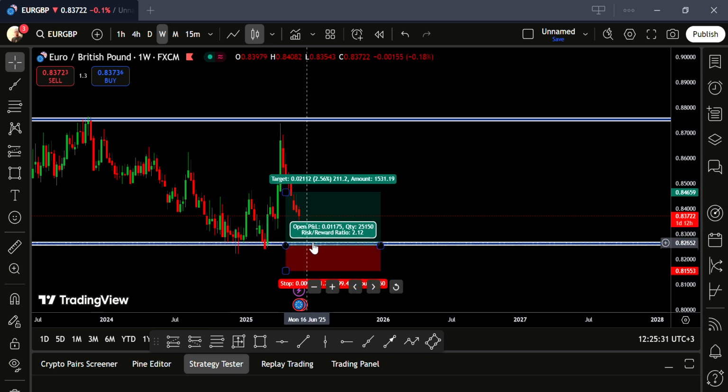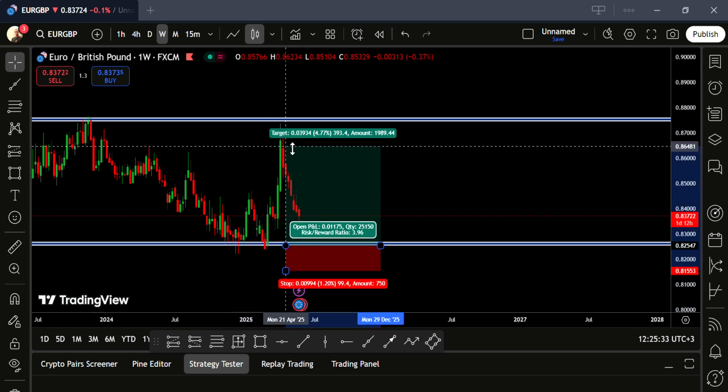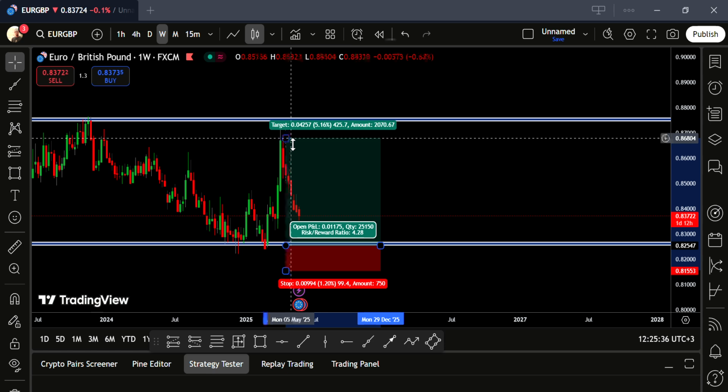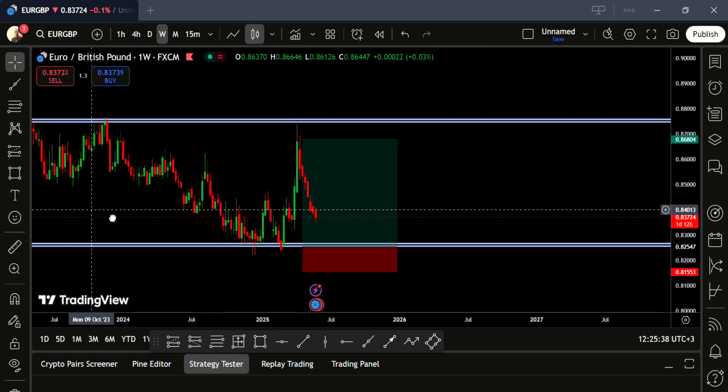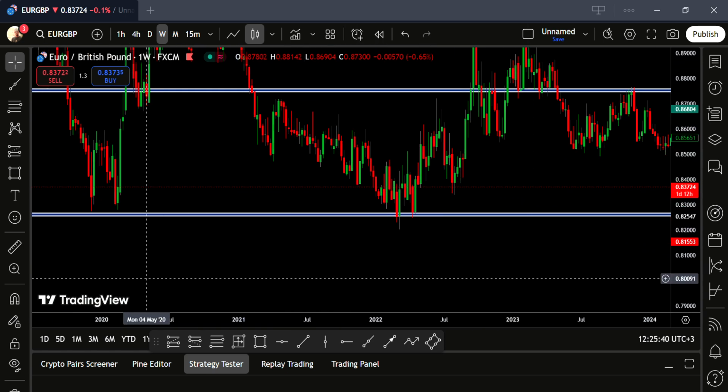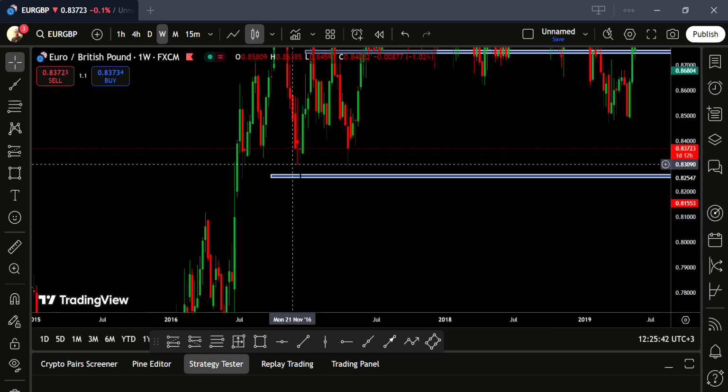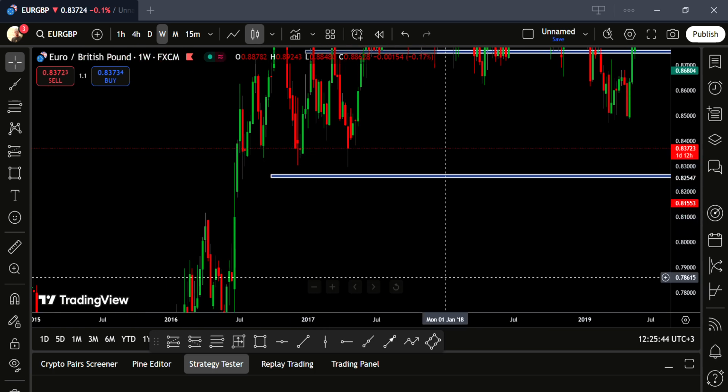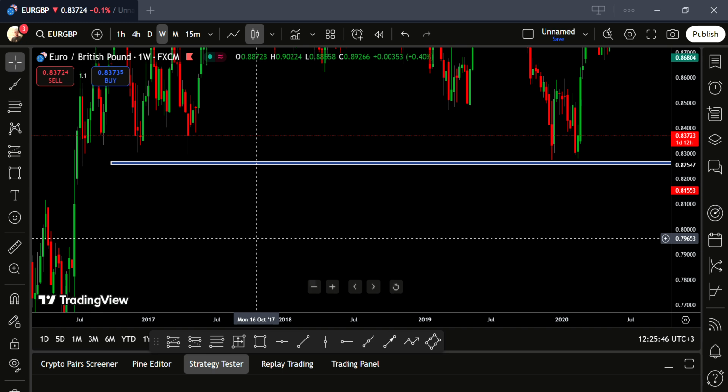tap my area, and then take me to the moon. And I know it will take me to the moon, targeting 400 pips to the upside. Yes, I think this is okay, because price now has moved away from this resistance. We had to adjust.